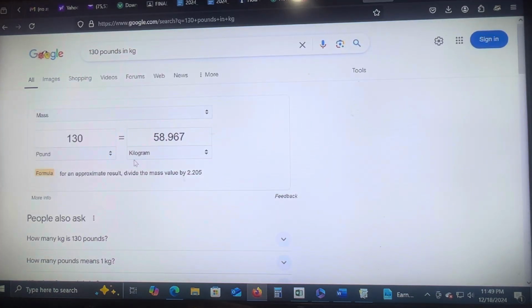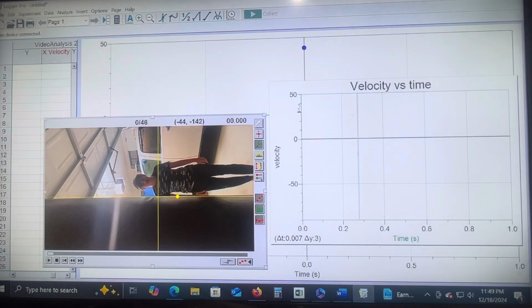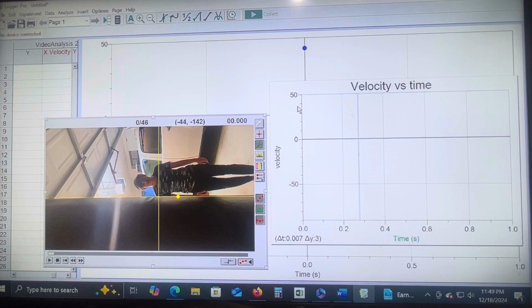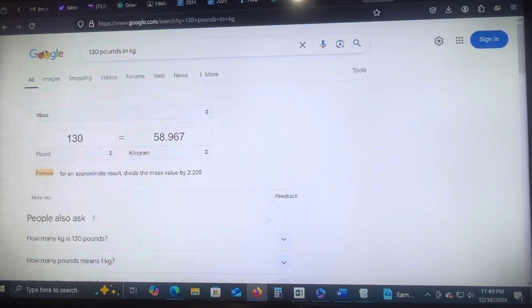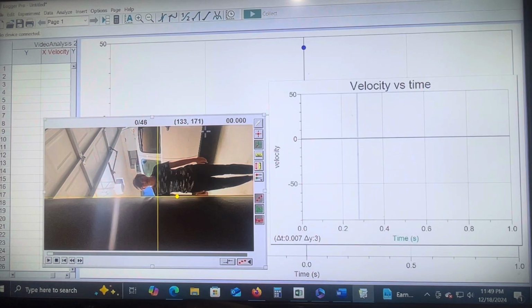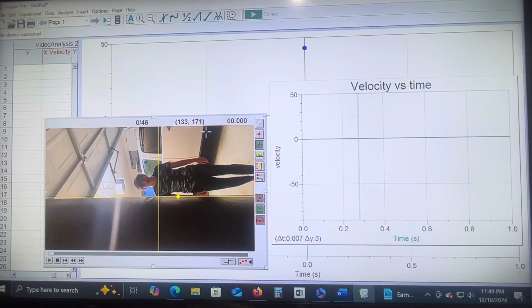You know what? Let me look. It is 58.967 kilograms. And as for the punching bag, it is around 10 kilograms. I remembered. Sorry. I am so sorry. It is 10 kilograms in mass.